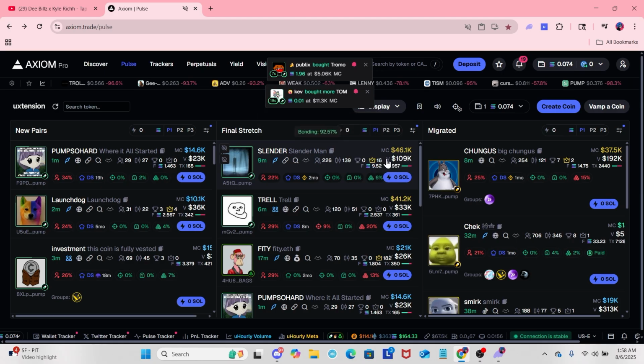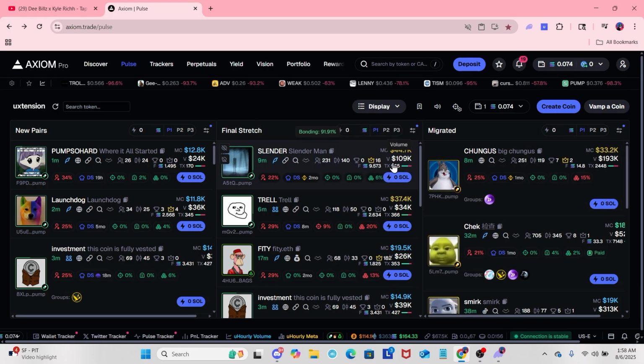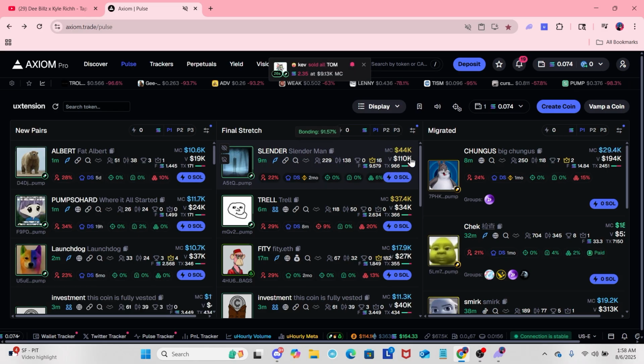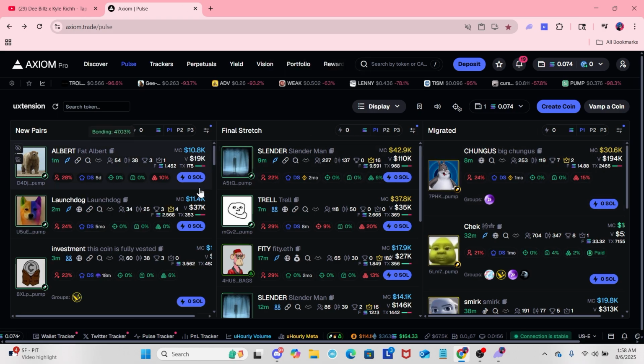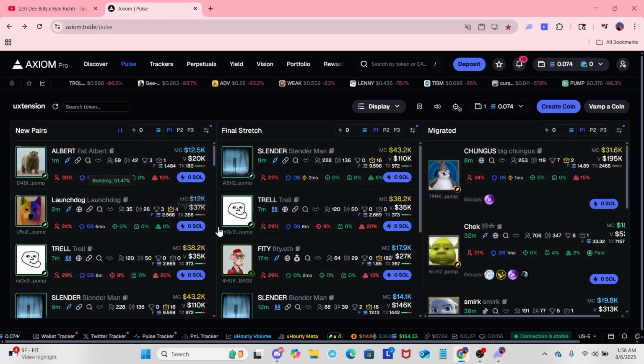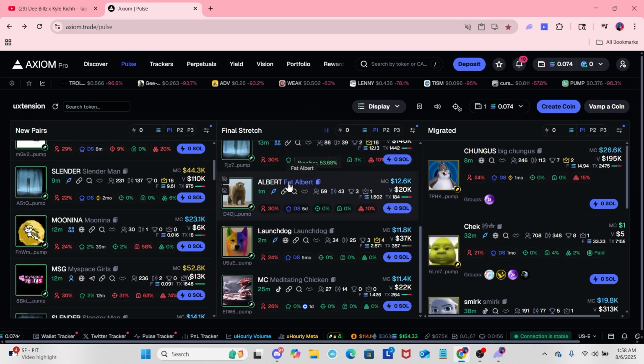So now, obviously, market cap and volume wise, it's pretty simple. I don't feel like I have to explain it. The higher the volume, the better. The higher the market cap, the better. You don't want to go for something with a really low market cap, like 5,000, because it's probably not going to pump, unless it's a new coin and you know it's going to pump and you got in early.